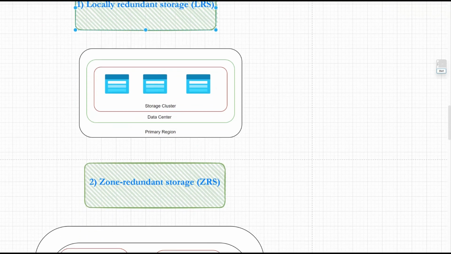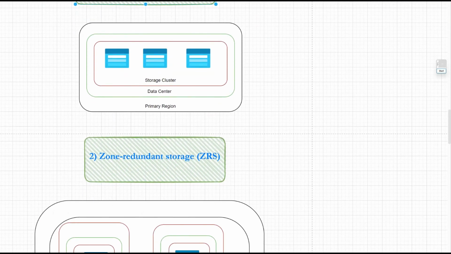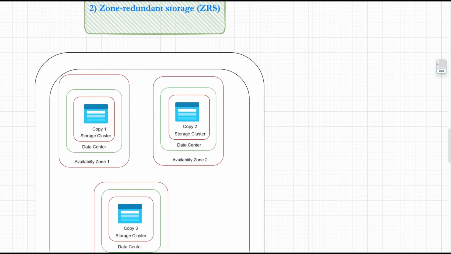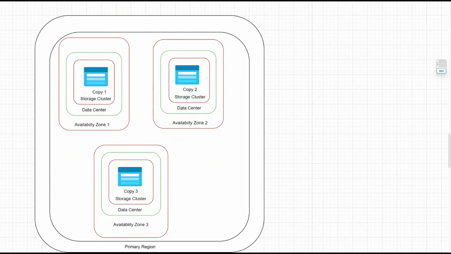Then the second option is zone redundant storage. What happens in ZRS is that it replicates your data across the 3 availability zones within a region.